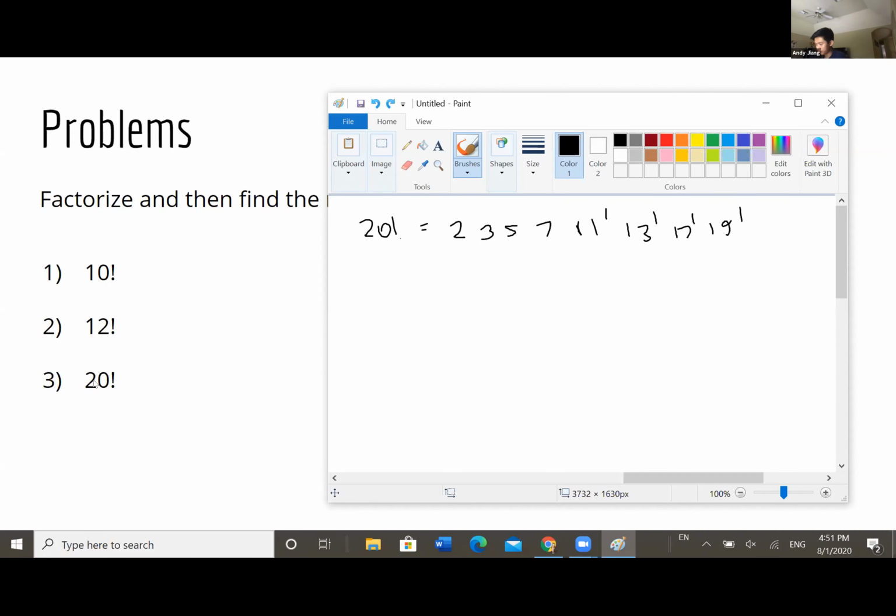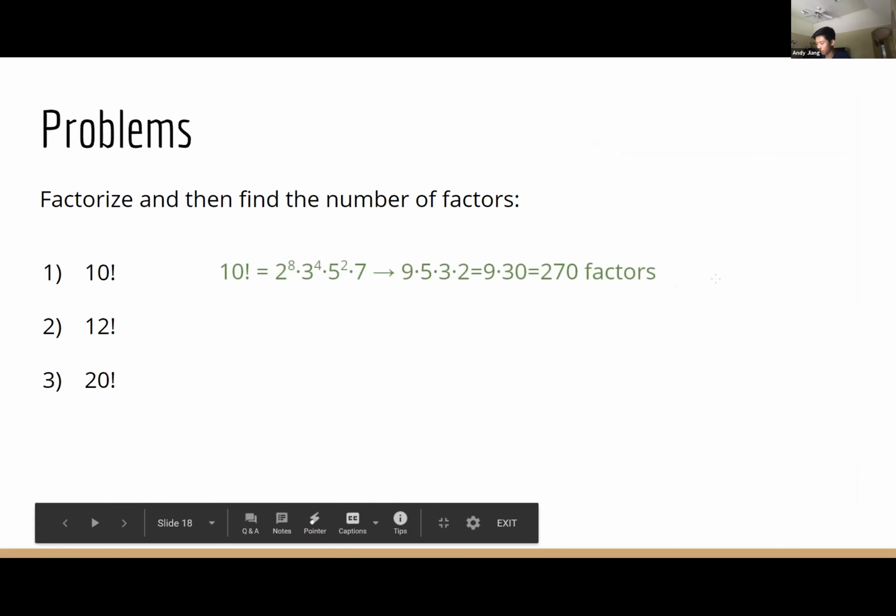So I'll start with 2. 2 is 10, then 5, then 2, then 1, which is 18. 3 is 6, then 2, so 8. 5 is 4, 7 would be 2. And then to find the number of factors, I just add 1 to each of them. And I think the number was like 41010.